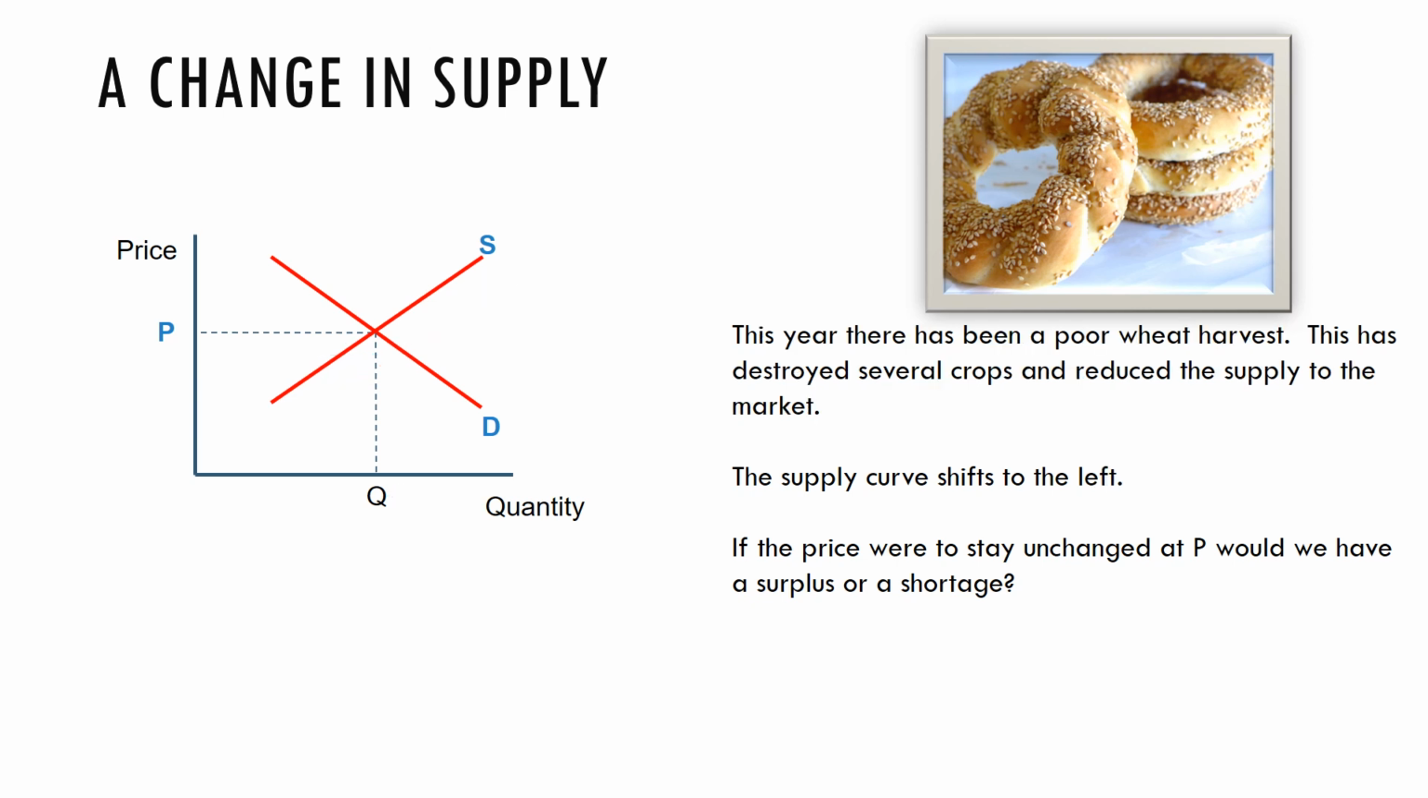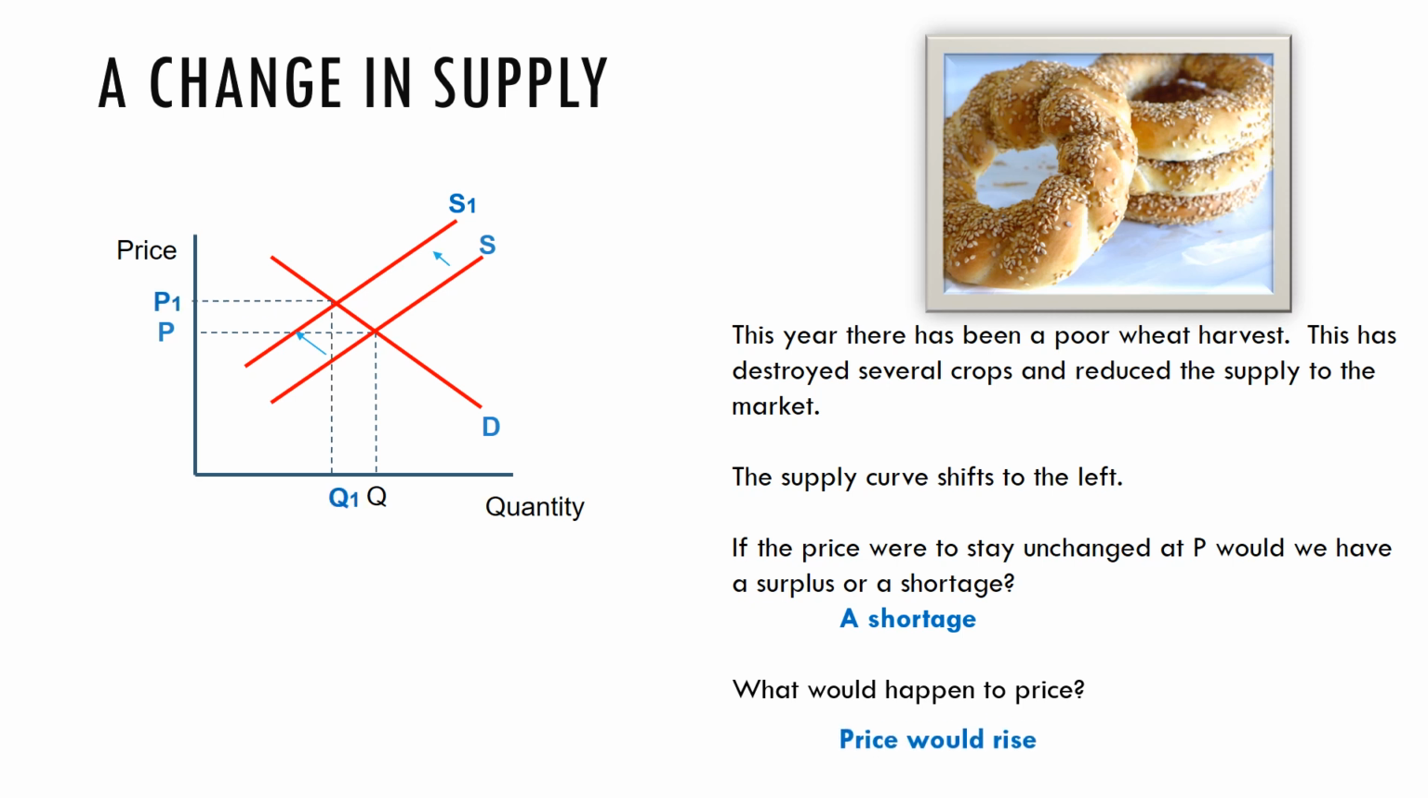What if there was a poor wheat harvest and it destroyed crops and reduced the supply to the market? Well, that would shift supply to the left. If the price was still to stay at P, would we have a surplus or a shortage? Well, in that situation, we'd have a shortage. And if we had a shortage, what would you expect to happen to the price? Well, in this situation, we'd expect the price to rise to P1.